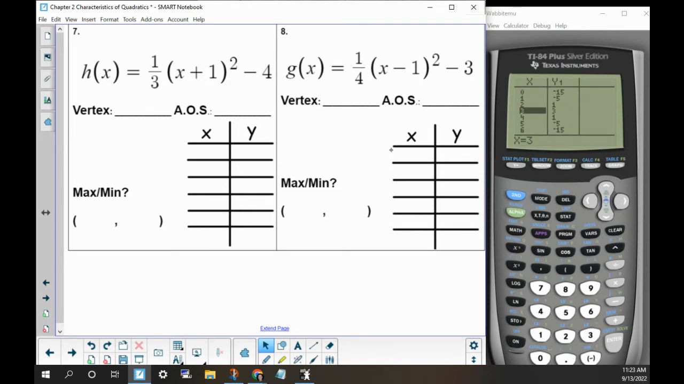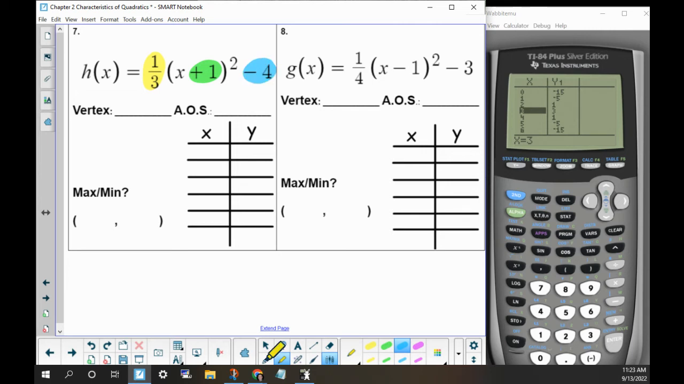All right, let's look at number 7. What is my A for number 7? What's my A? 1 over 3. What's my H? 1 over 3. What do we do to H though? Negative. What's my K? -4.